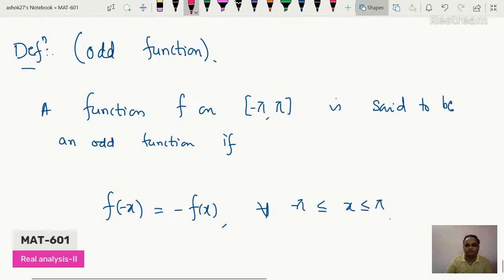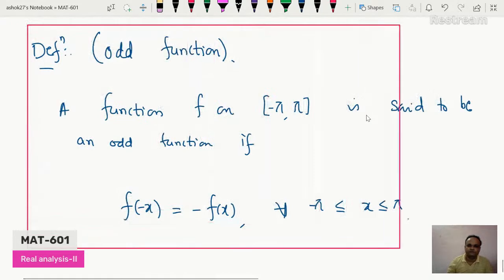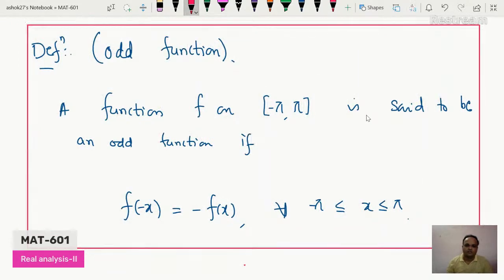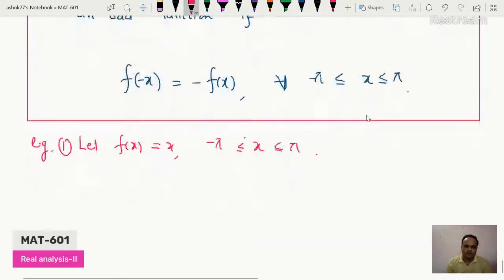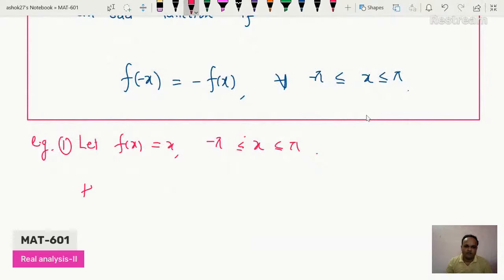So this is the definition of odd function. We can simply write some examples of odd function. For example, let f(x) equal to x, where x lies between minus pi to pi, so x is less than or equal to pi and greater than or equal to minus pi. Here f is an odd function.